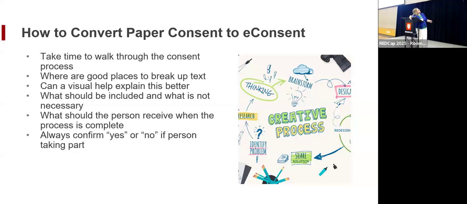All right. So, how to convert paper consent to e-consent. I find for myself, the easiest thing to do with my consent is to write up my consent, how I want it, and be like, yep, that has everything in it. And then I'm going to go into the design from the e-consent component, right? Because the first part is just having the language. The second part is putting it in there electronically.